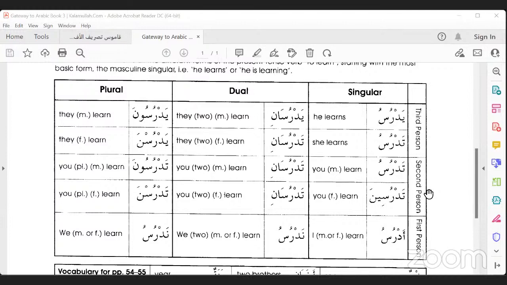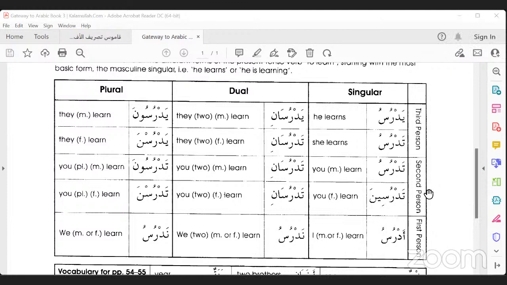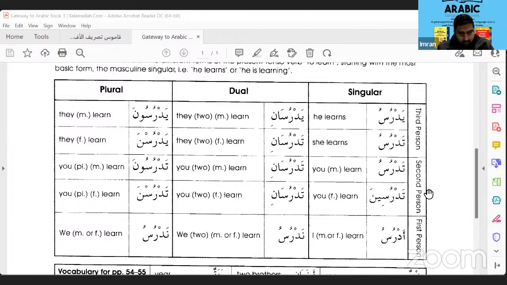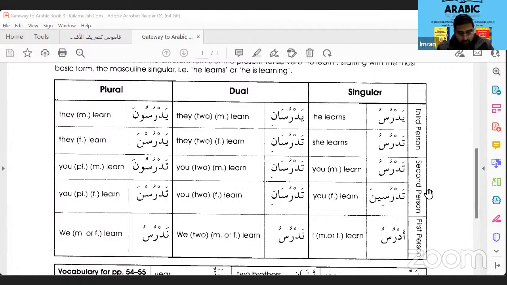Adrusu, I male and female learn. Nadrusu, we two male and female learn. Excellent. And nadrusu, we, male and female, all learn. Excellent. Jazakallah. Is that clear for you now?